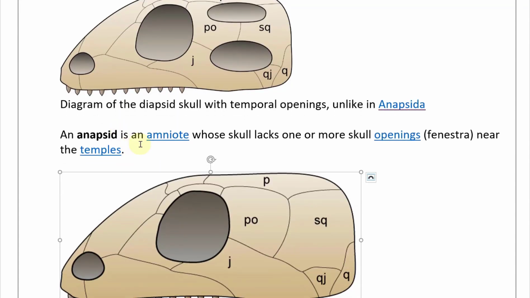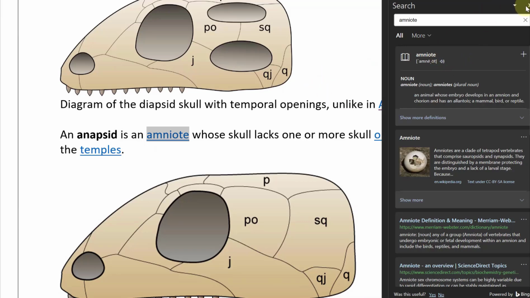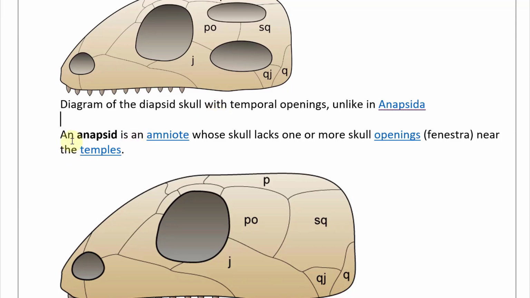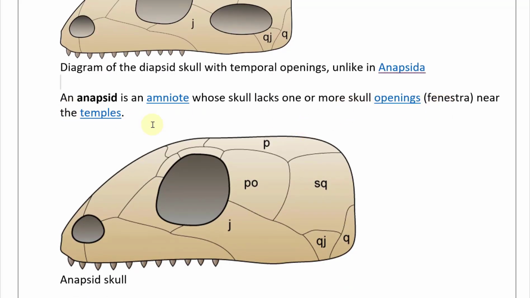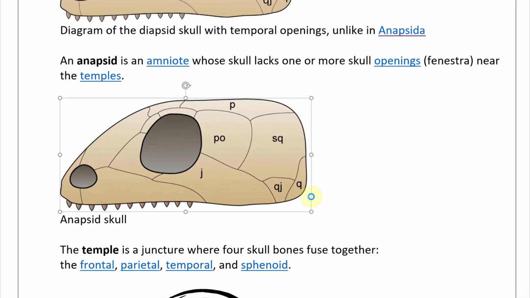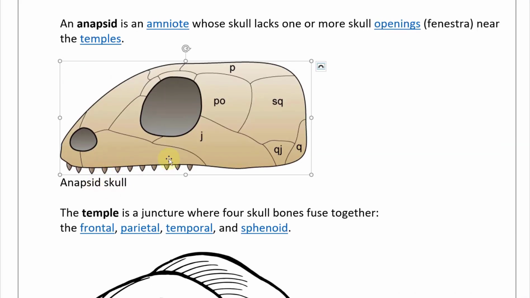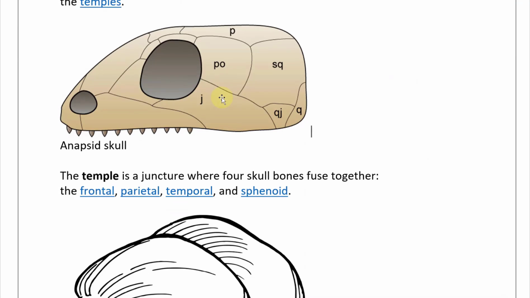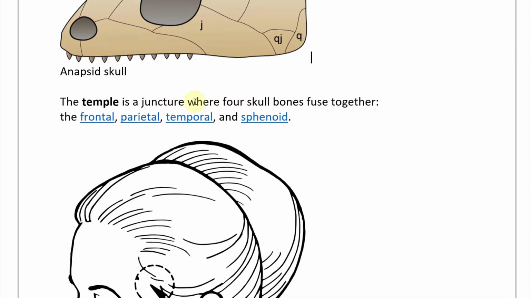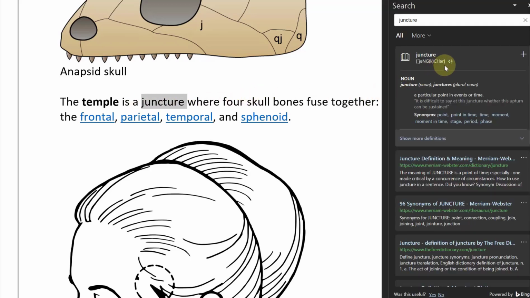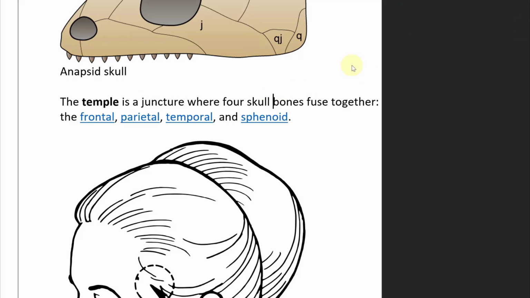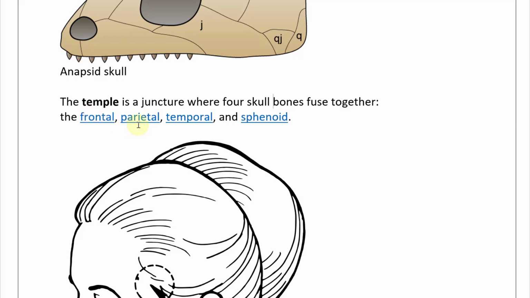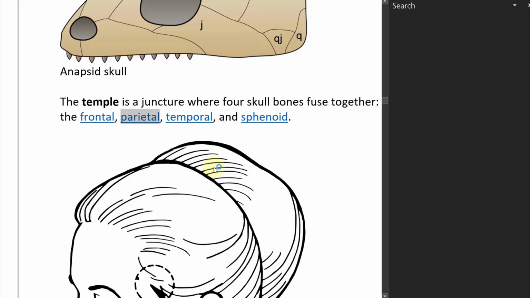An anapsid is an amniote whose skull lacks one or more skull openings, called fenestrae, near the temples. That's where the temporal is. The temple is behind the eye. So here's an anapsid skull over here, and there's nothing behind it. There are no holes there. This one has holes, so it could be a lightweight animal, more agile. And the temple is a juncture where four skull bones fuse together: the frontal, the parietal, temporal, and the sphenoid. Let's try this one. Search this.